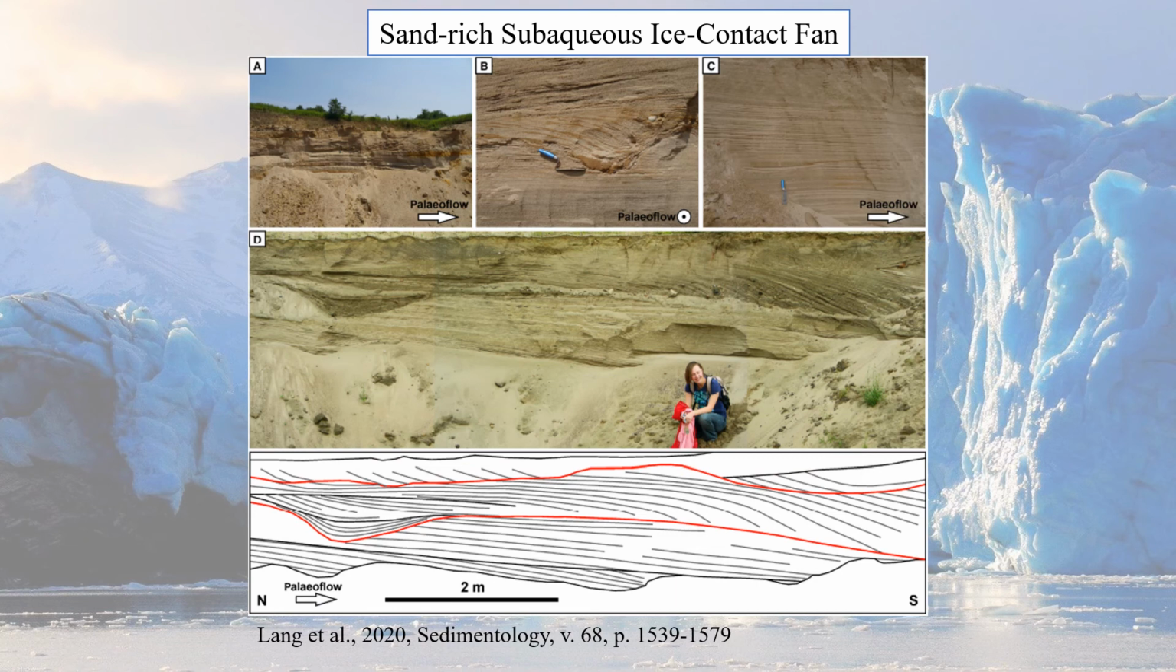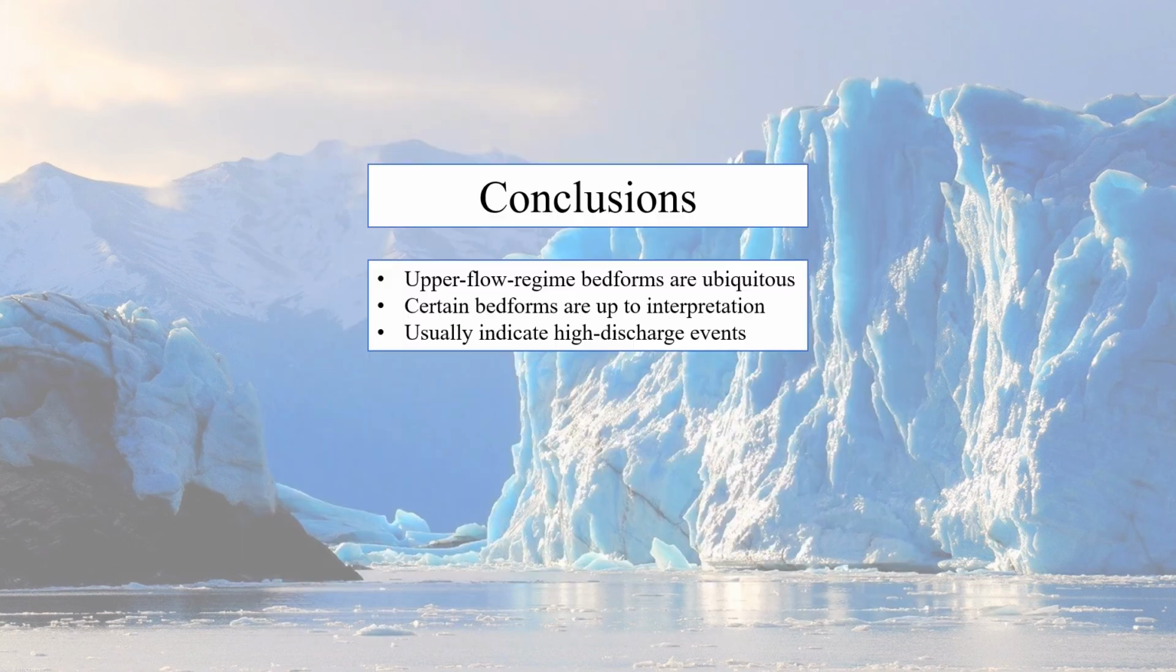This slide shows a sand-rich subaqueous ice contact fan. A shows some sinusoidally stratified antidune deposits separated by scours. B demonstrates a very nice concentric scour fill indicating a hydraulic jump from a chute and pool deposit. And C shows more sinusoidally stratified antidune deposits, while D shows a mixture of chutes and pools interbedded with antidunes.